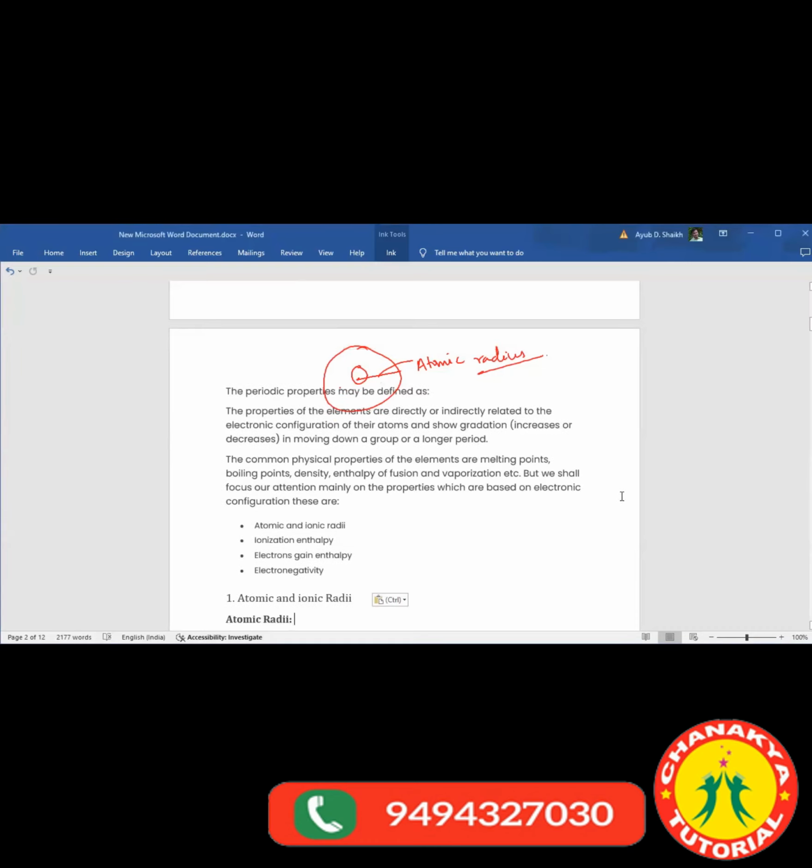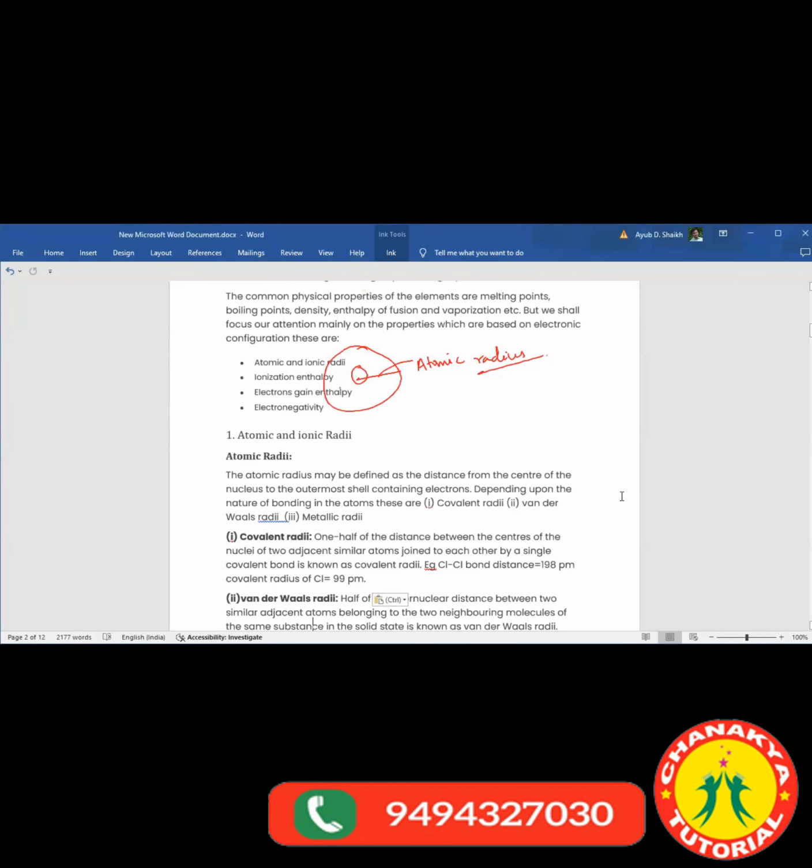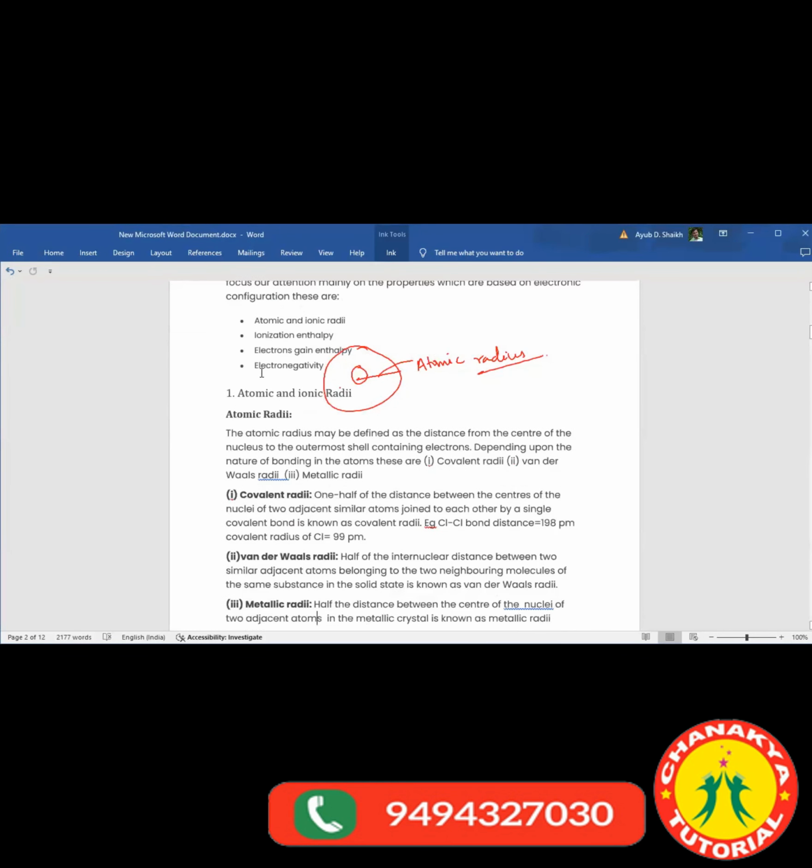So we'll move a little down. Atomic radii. See here. What is the atomic radii? The atomic radius may be defined as the distance from the center of the nucleus to the outermost shell containing the electrons. Depending upon the nature, it's classified as the covalent radii, van der Waals radii, and the metallic radii.